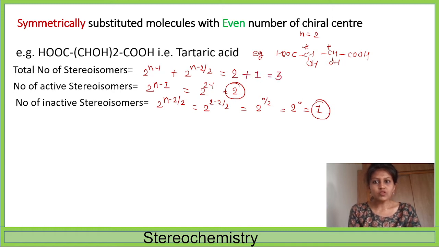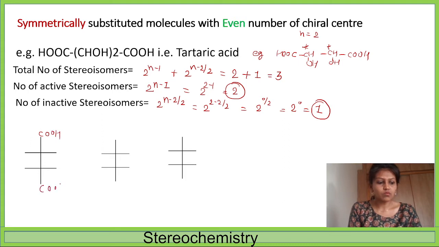So the inactive stereoisomer, that is the optically inactive stereoisomer, right? So there will be a plane of symmetry present over there. So we can say it may be a meso compound. So here we can give an example. Suppose COOH, right? The first example is this one.